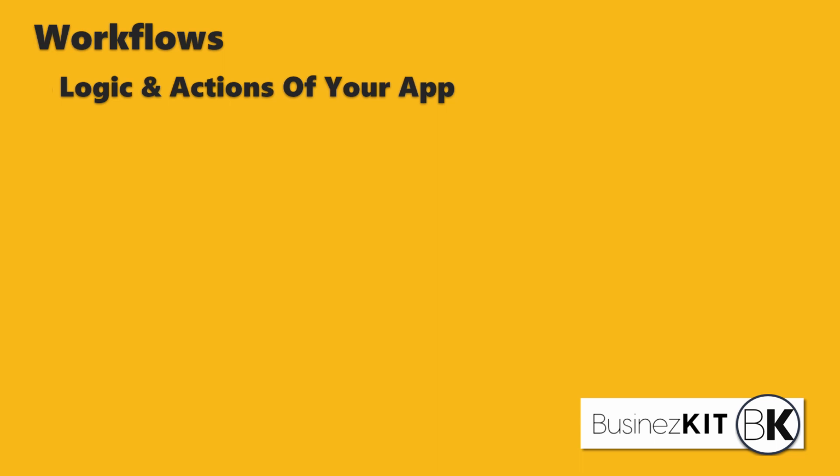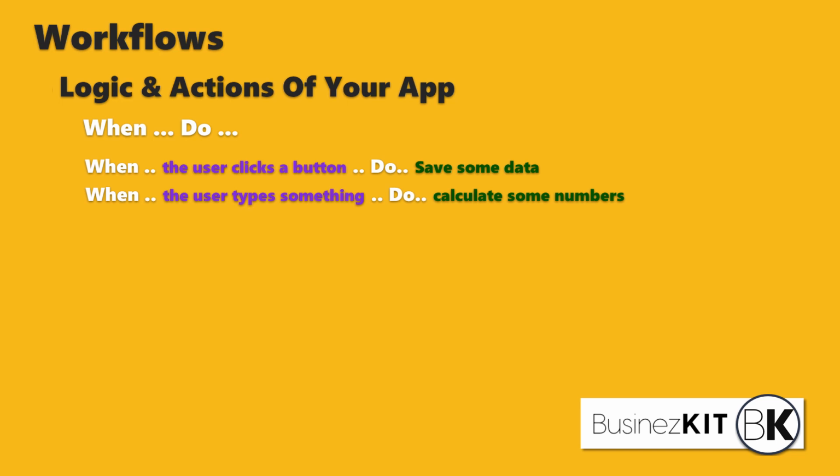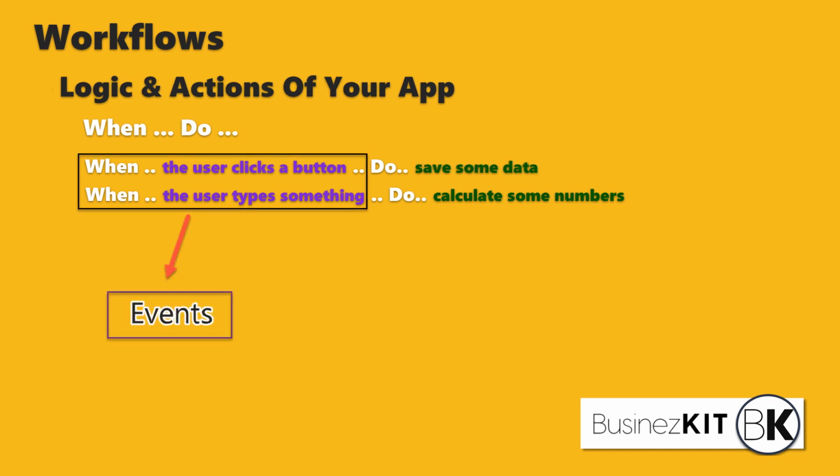So they work essentially by implementing a process of when and do. So in other words, when something happens, do this. And some examples are: when the user clicks a button, do save some data. When the user types something into an input box, do calculate some numbers, etc. And the when part of that are what we call events. So in other words, an event happens to trigger that, so that when an event triggers, then we're going to do something. So it's events, which are the when part.